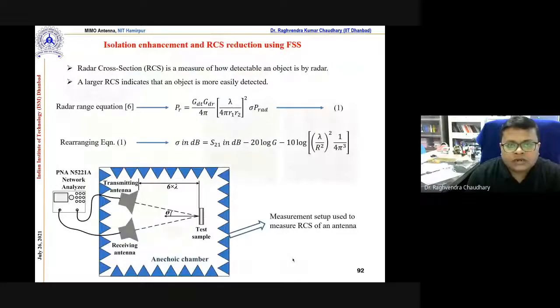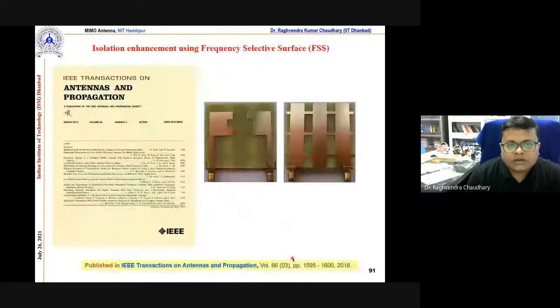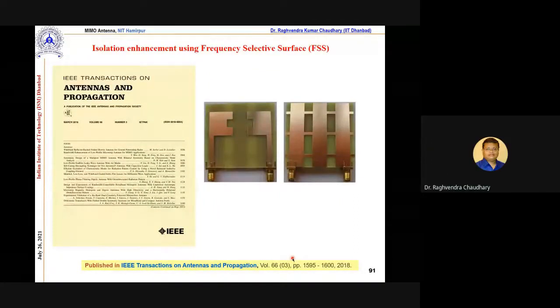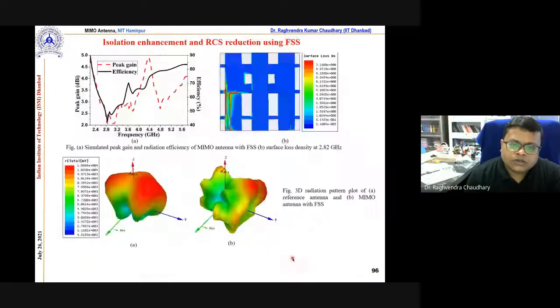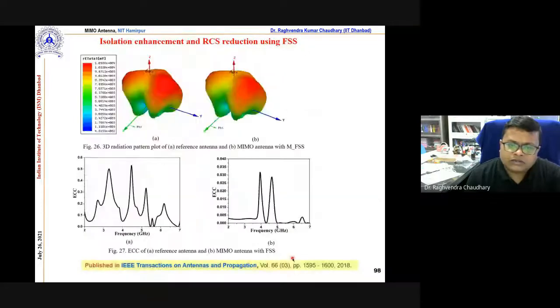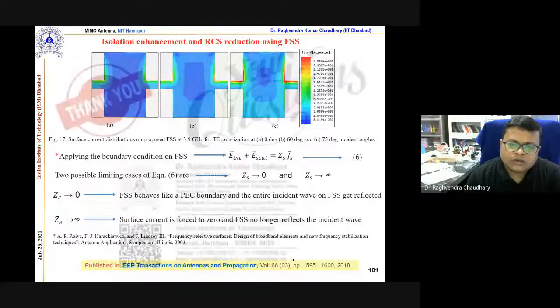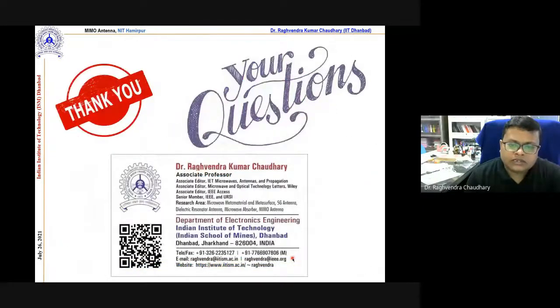And this is work we published in IEEE Transactions. Here the idea is almost the same, and I'm not going into detail. This is particularly a frequency selective surface, and we got the dual-band response. So I would like to end here, and thank you so much.